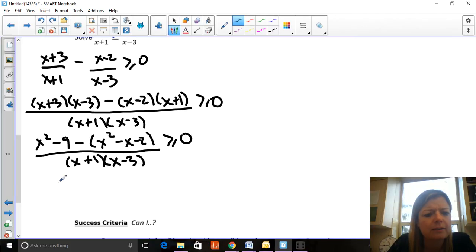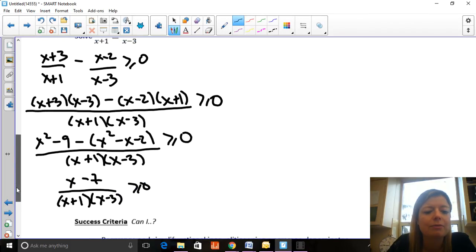So when you rearrange this, the x squareds actually go away. And so this negative x becomes a positive x, and minus 9, and then that's plus 7. So you get (x minus 7) all over (x plus 1)(x minus 3), all greater than or equal to 0.